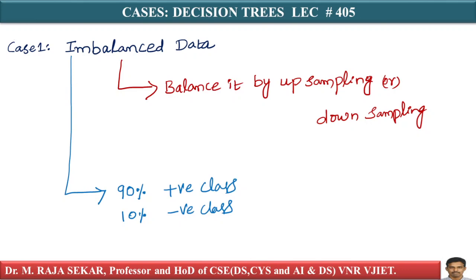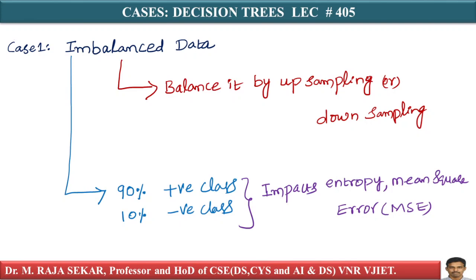For example, 90% of the data is of positive class, 10% of the data is of negative class. This impacts your entropy calculation, and it also impacts mean squared error calculation, that is MSE calculation. So for imbalanced data, it is very important to balance the data and then apply decision trees. Otherwise, things will go crazy.